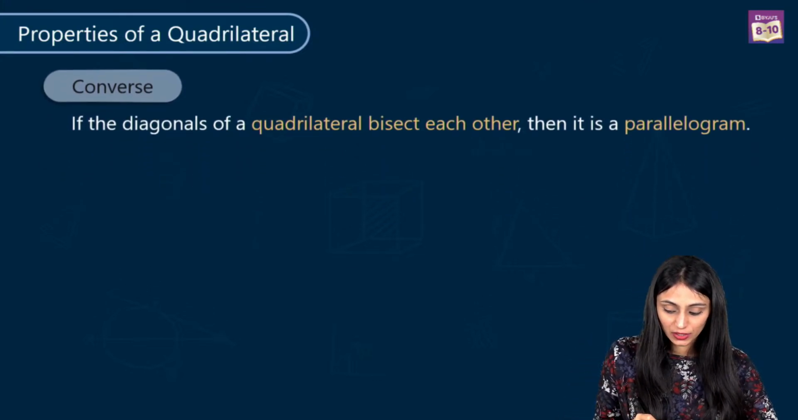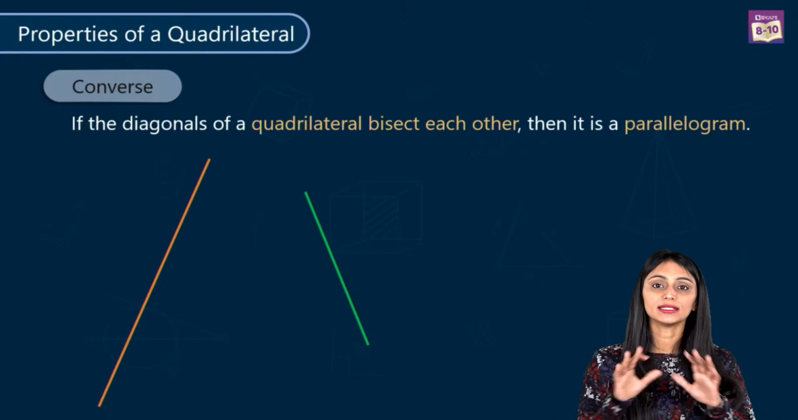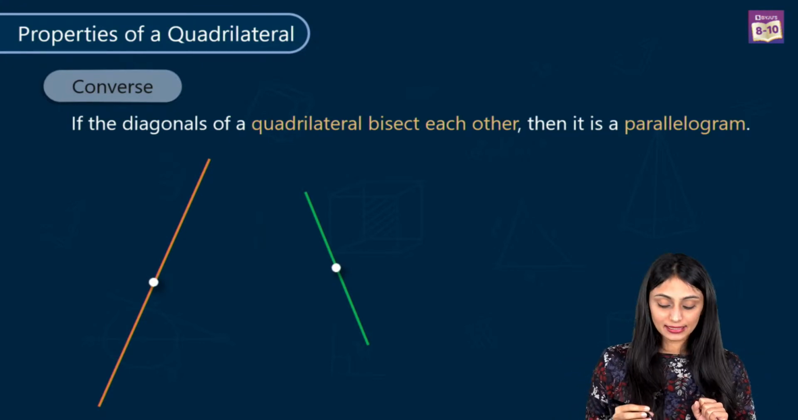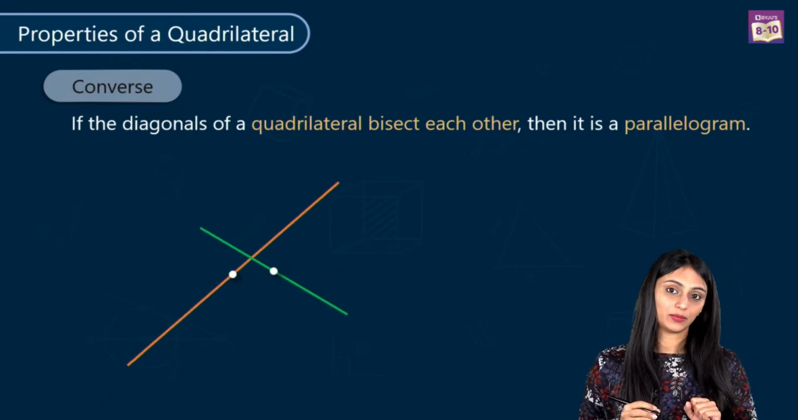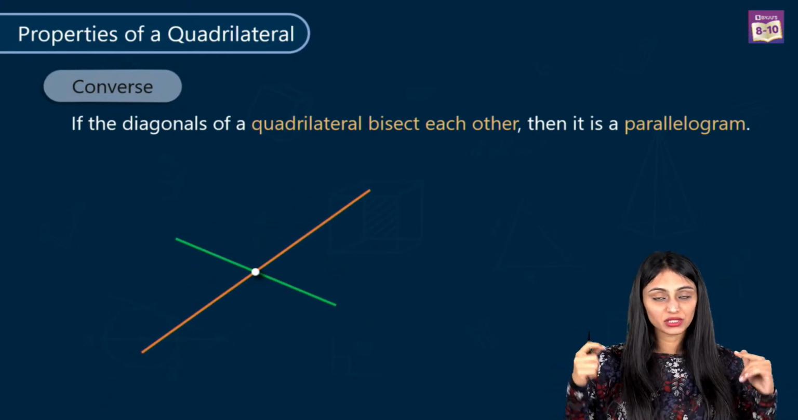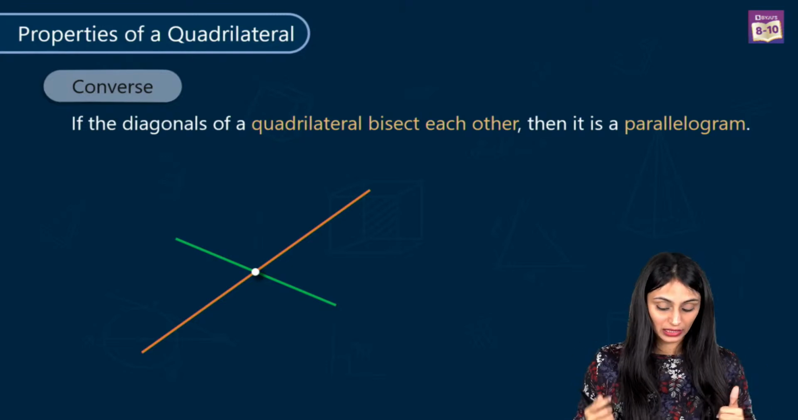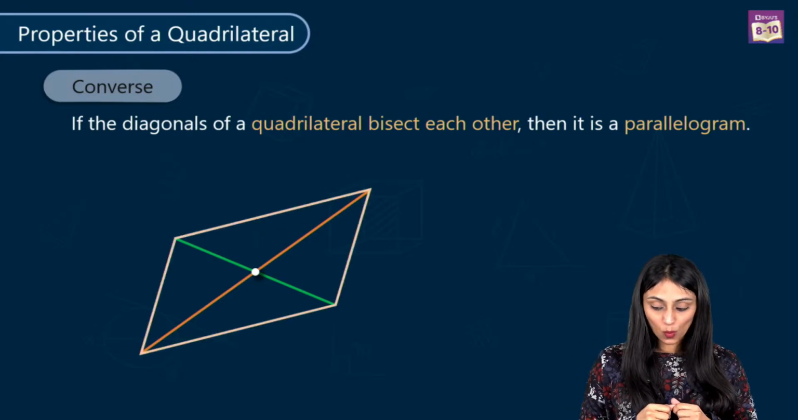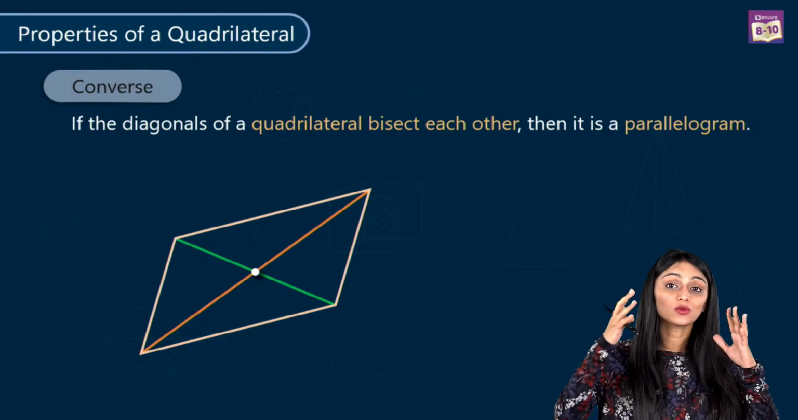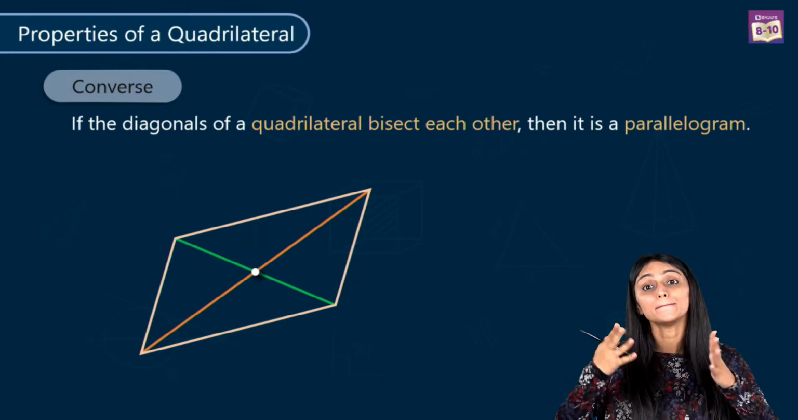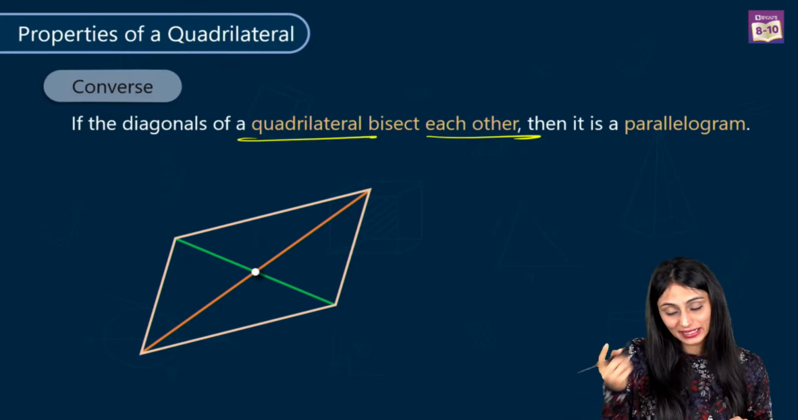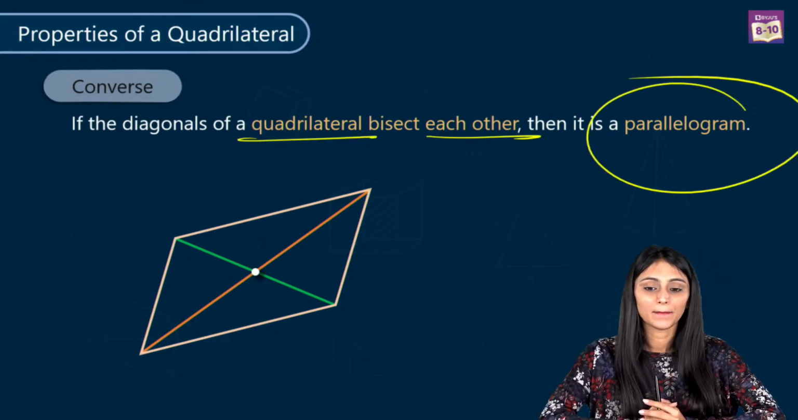So what do we see here? Let's consider two lines, which are the diagonals of a quadrilateral. Now let's plot the midpoints on both the lines. Now we will overlap these two midpoints without taking care of the orientation of the lines here. Now we will join the endpoints of these lines, and what do we see here? We see that this quadrilateral actually becomes a parallelogram, right? So we can say that when diagonals of a quadrilateral bisect each other, then we can call it a parallelogram.